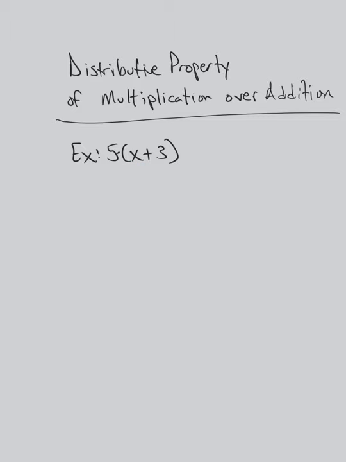X and 3 aren't like terms, so I can't combine them together in any way. What the distributive property allows us to do is kind of break the order of operations here. We can take this 5 and multiply it times the x, and then multiply it times the 3, and keep this sign in the middle. So there will be a plus right here. I multiply the 5 times the x, and then I multiply the 5 times the 3.